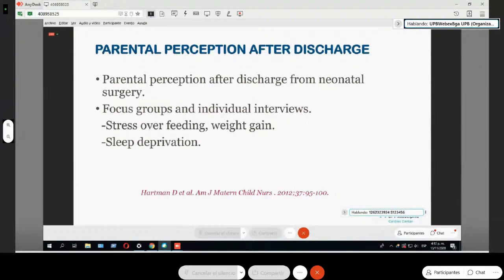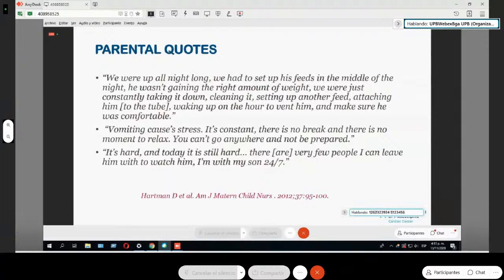Hace unos años, Harman y otros hicieron un estudio en el que quisieron ver la percepción de los padres después del alta de la cirugía neonatal. Y de nuevo, no fue un hallazgo sorprendente encontrar que la mayoría de estos padres estaban notablemente estresados en cuanto a la alimentación y la ganancia de peso, particularmente en las madres, y las madres particularmente están deprivadas de sueño. Algunos comentarios de los padres: el vómito parece causar mucho estrés, es constante, no hay pausa y no hay un momento para relajarse.